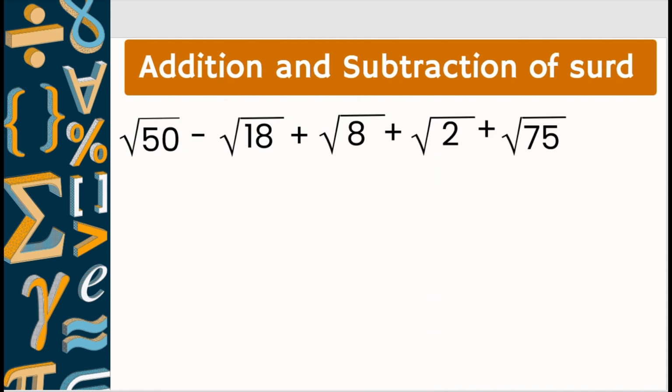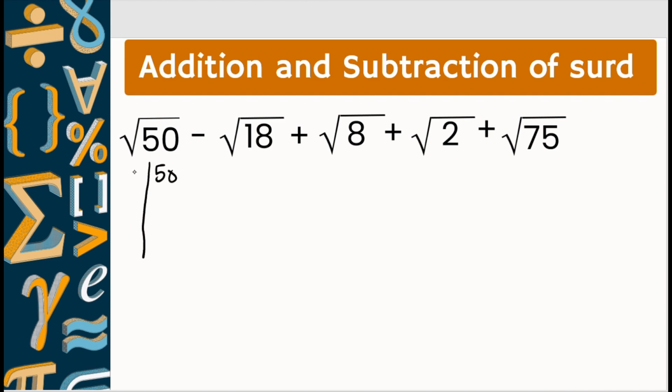Let's move to the next question. We are asked to simplify these Surds. The first one we have is root 50 minus root 18 plus root 8 plus root 2 plus root 75. Alright, let's solve this. First thing we have to do is reduce all of these to their simplest form. So I'll start from 50.